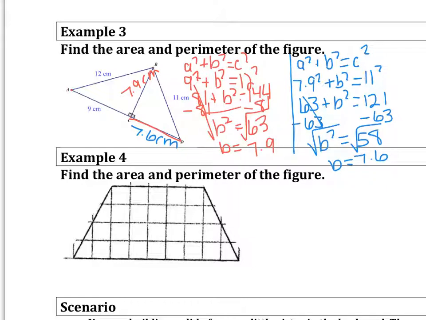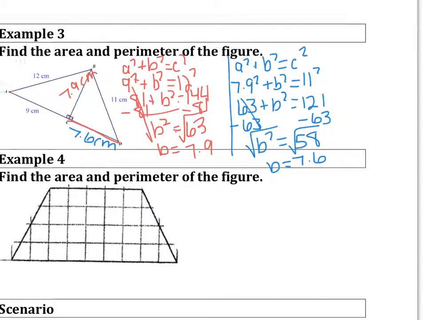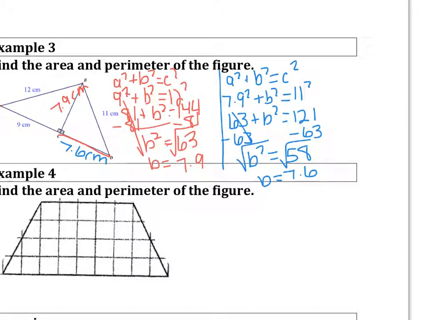So if I'm finding perimeter, it's going to be all of those outside measures. So perimeter would equal 11 plus 12 plus 9 plus 7.6, and that will be a total of 39.6 centimeters.